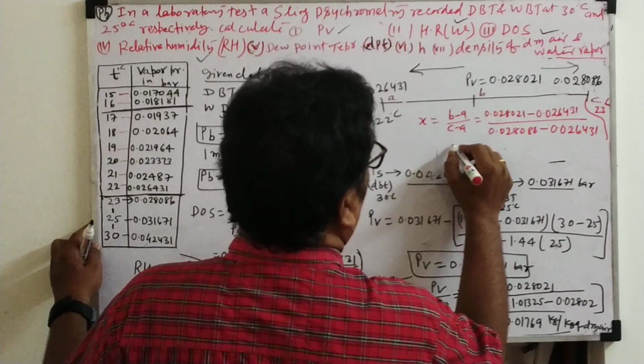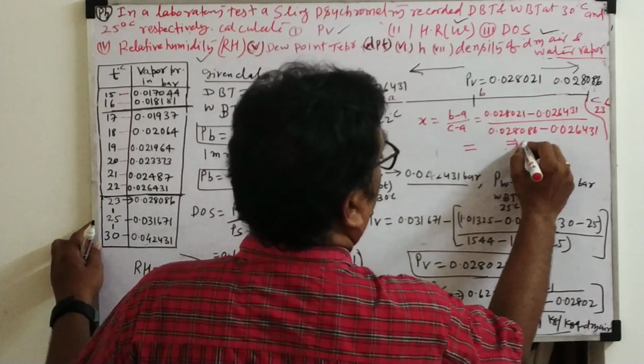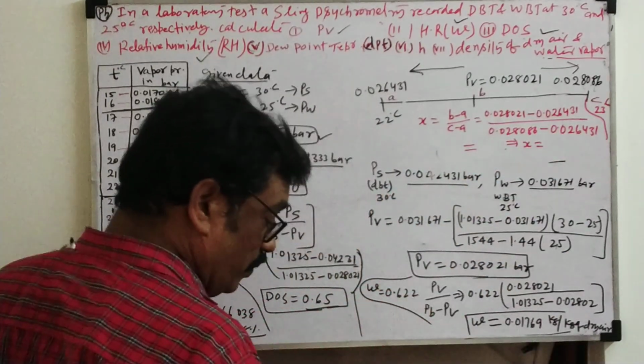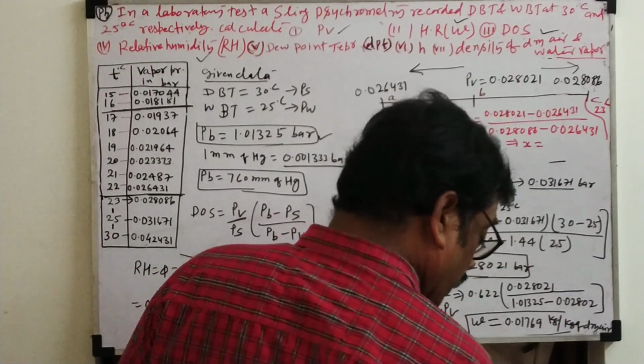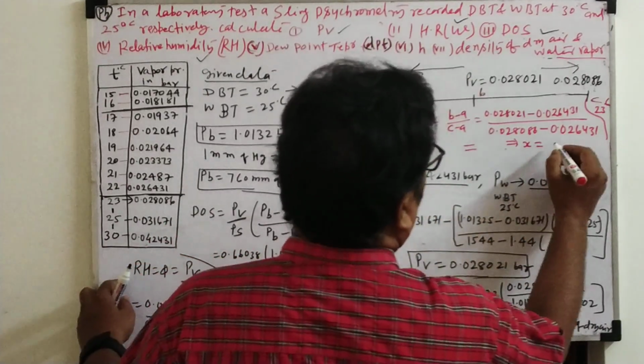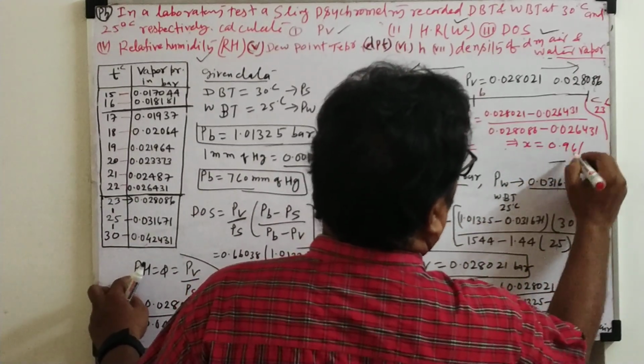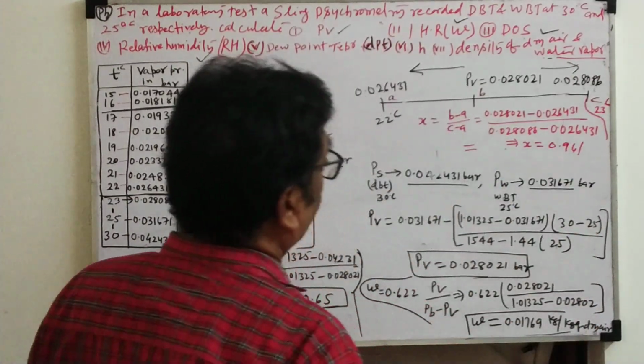Now the X value you will get. That implies the X value will be some fraction. Somewhere we calculated, we will see this value is coming 0.961. This value I know here, 0.961.